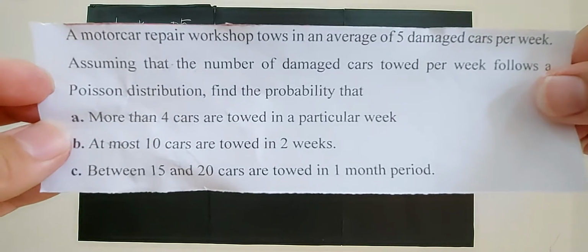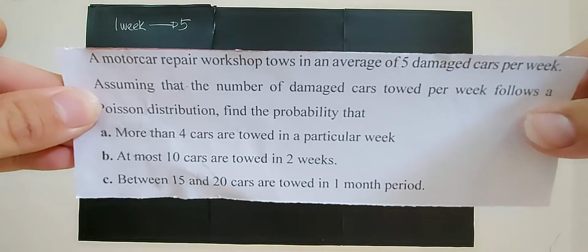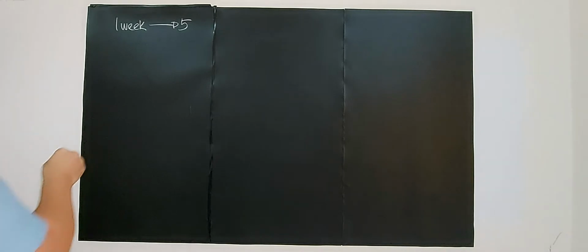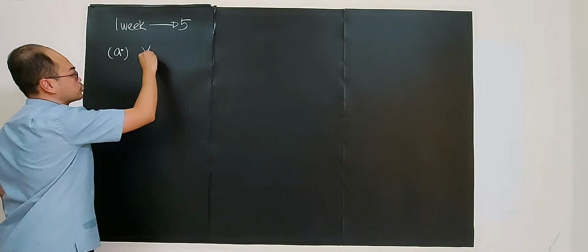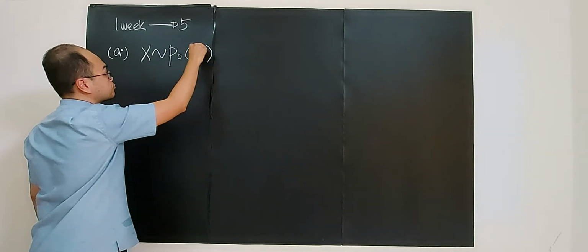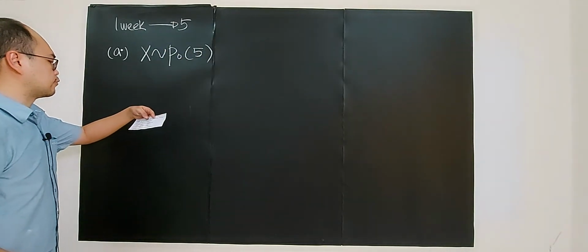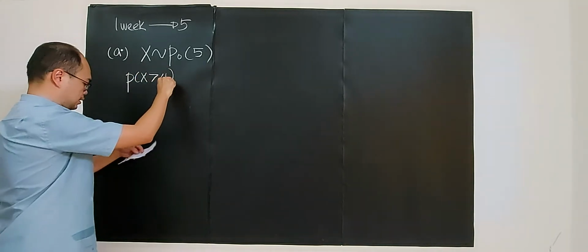The question is asking to find the probability that more than 4 cars are towed in a particular week, in 1 week. If you want to use the Poisson distribution, you need to define the mean. In a particular week, the mean is 5 cars. So now they said more than 4 cars are towed.